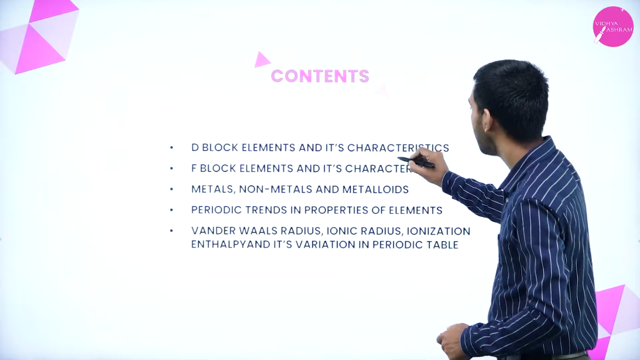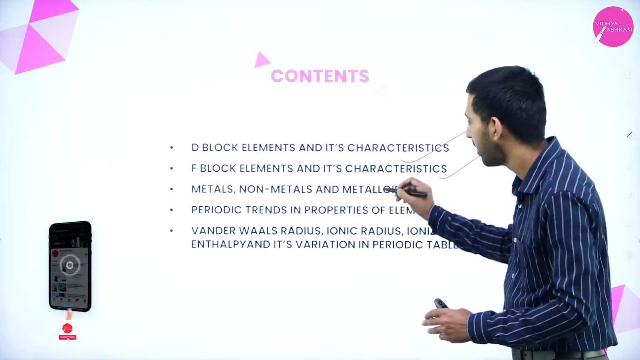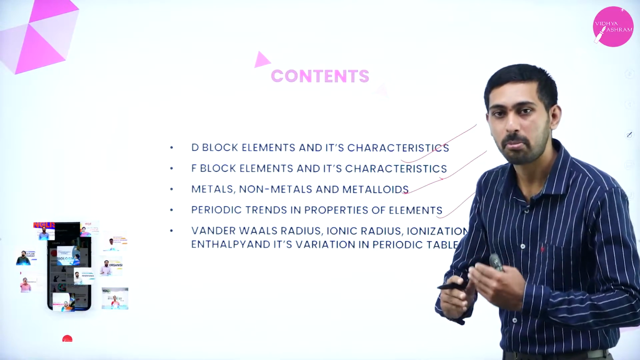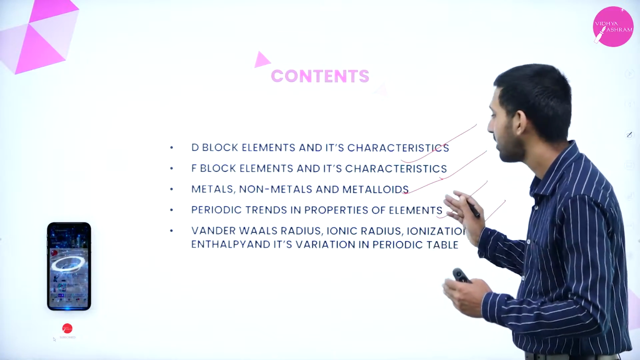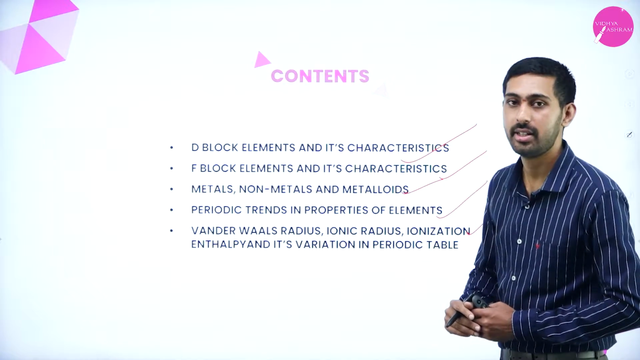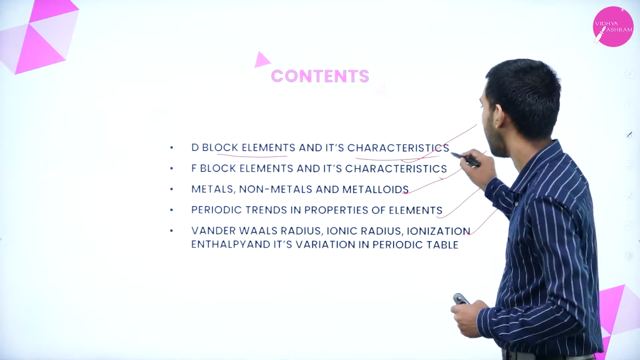Let us study today d block elements and its characteristics, f block elements and its characteristics, metals, non-metals and metalloids, periodic trends in properties of elements, van der Waals radius, ionic radius, ionization enthalpy and its variation in the periodic table. Now let us study what are d block elements and its characteristics.